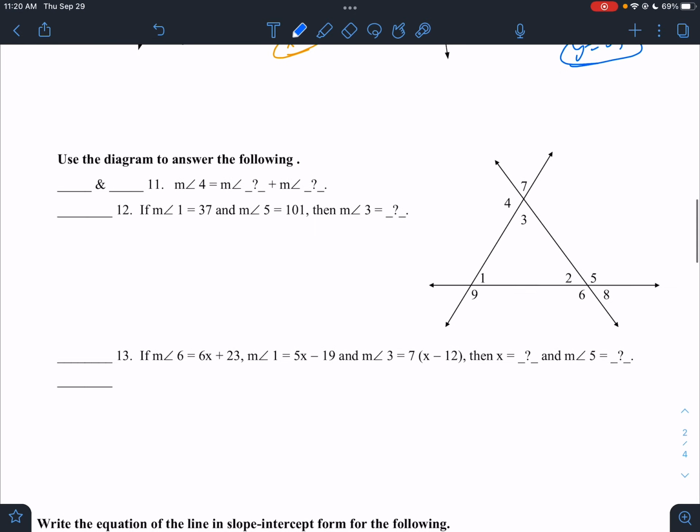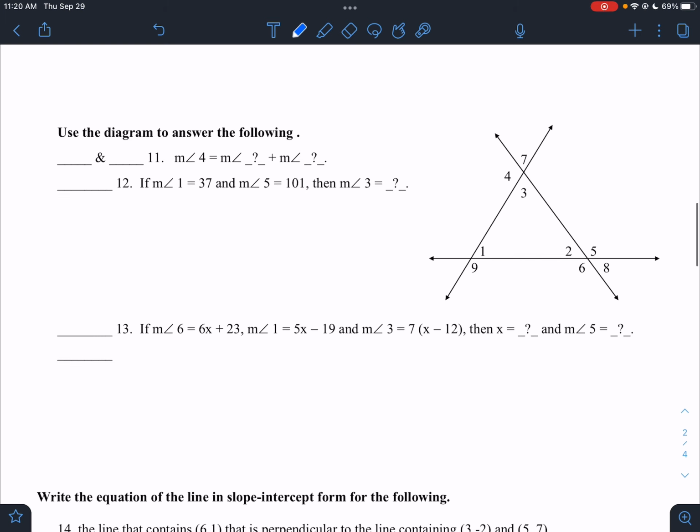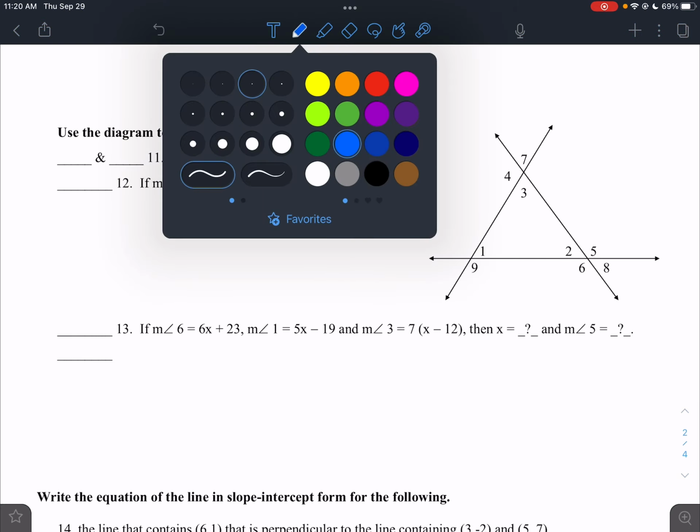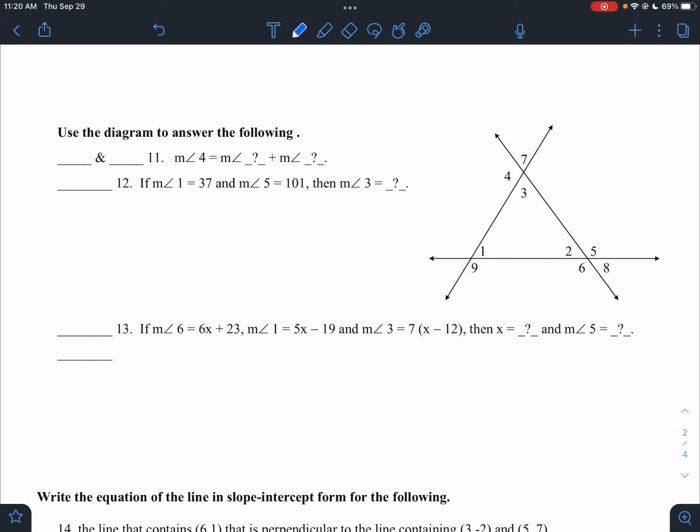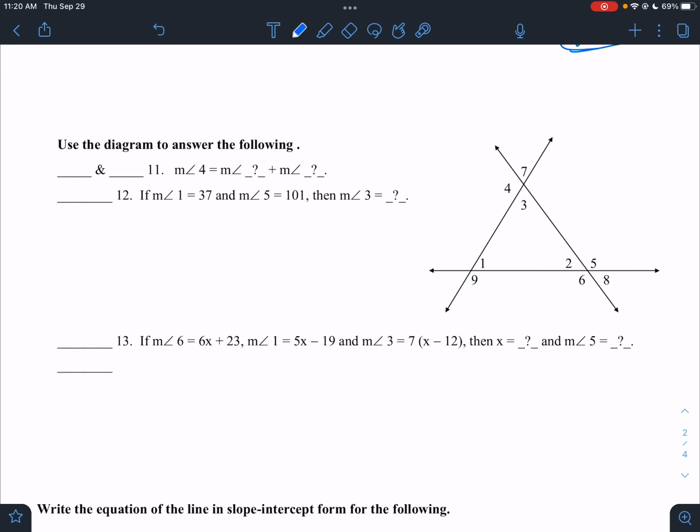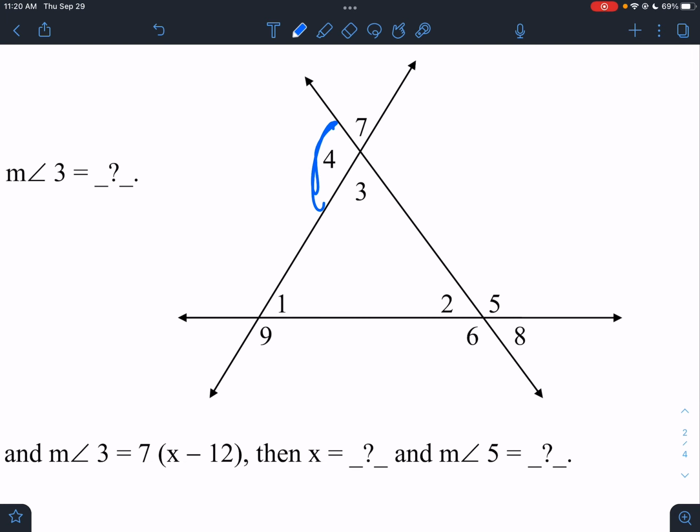Use the diagram. Oh, I don't see any parallel lines. That's okay. I love triangles too. Here's a property you have to know. So they're saying measure of angle 4, that's this guy, is equal to what plus what? In this picture, what would angle 4 equal? We talked about this rule before. Remote plus remote equals the exterior angle. This is an exterior angle.